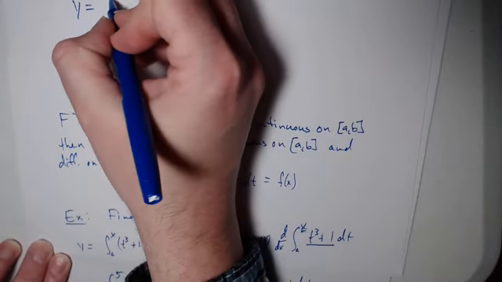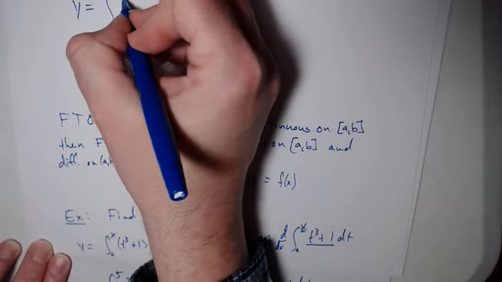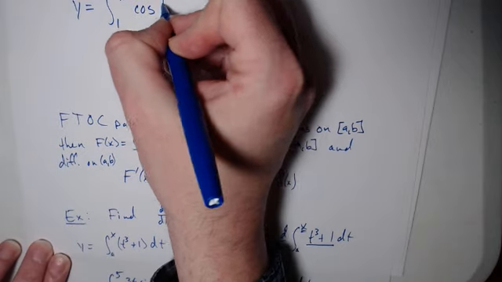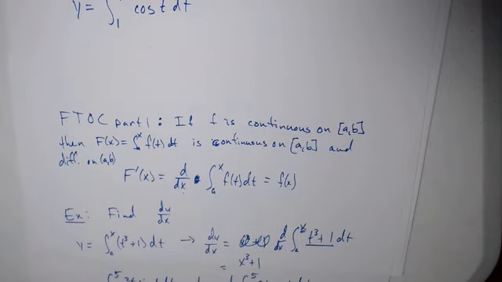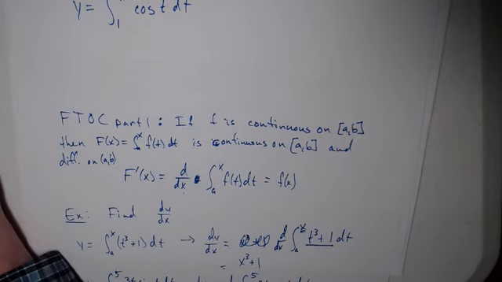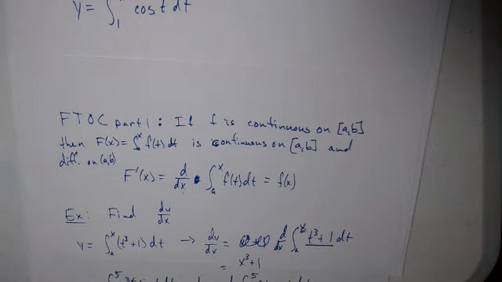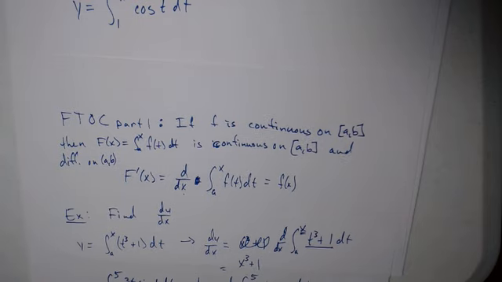What if y equals the integral from 1 to x squared of cosine t dt? Pardon me a second. All right. I just paused the video so I could get a cough drop. Sorry about that.